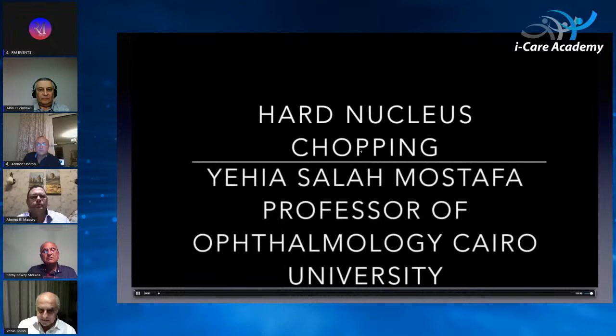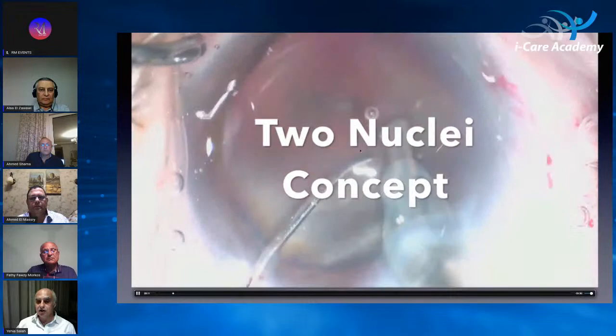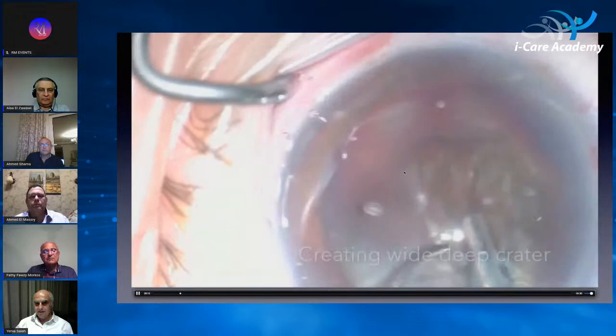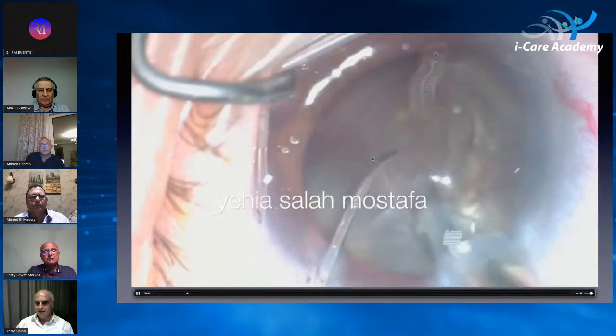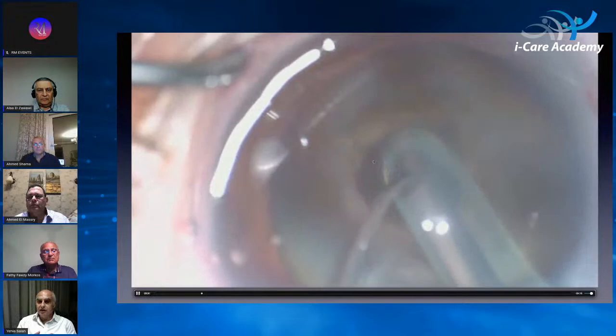I'm going to stress the technique. I will skip the point of capsular access. You usually need to have a little bit larger capsular access, but you start with debulking. You can see creating the wide deep crater. The tip is very well exposed because you don't want a stopper or anything to stop you from going through the nucleus.